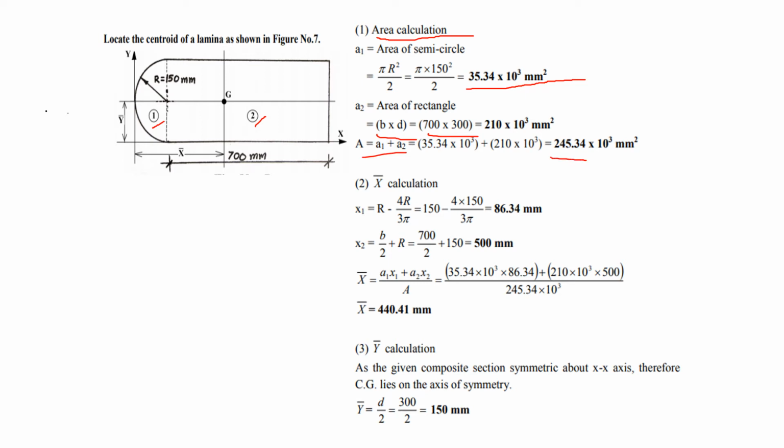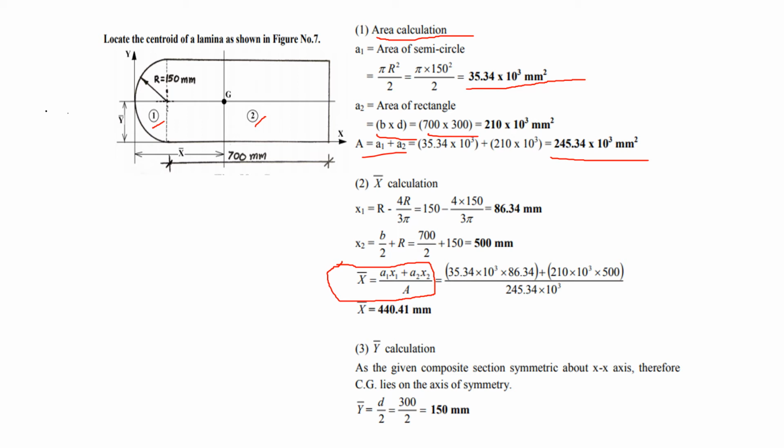So we got total area 245.34 into 10 raised to 3 mm square. Now we will do calculation for x bar and y bar, that is distance of centroid from x direction and in y direction. So x bar. For finding x bar there is a formula A1x1 plus A2x2 divided by total area A. So for this we have to find x1 and x2 because A1 A2 we have already found.